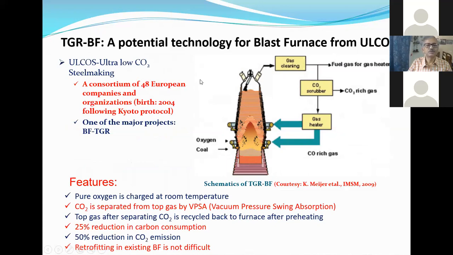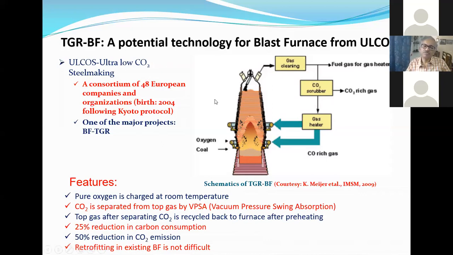You may know it is a consortium of 48 European companies and organizations, and its birth was in 2004 after the Kyoto Protocol. The Kyoto Protocol basically limits the CO2 emission from the blast furnace. So per ton of hot metal, you should not exceed 2 tons of carbon dioxide emission. Usually the blast furnace emits more than 2 tons of carbon dioxide per ton of hot metal, so you have to reduce it significantly according to the Kyoto Protocol. Then this consortium idea was mainly about how to reduce the CO2 emission from the blast furnace.